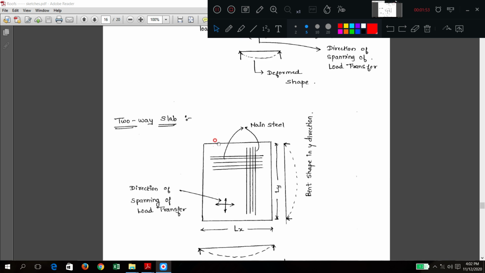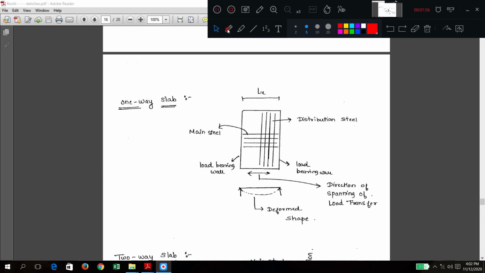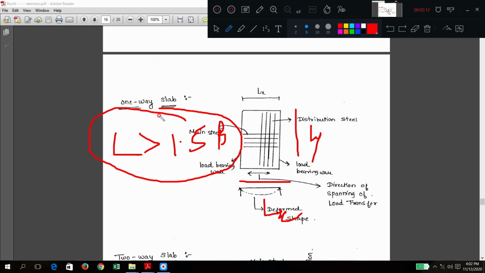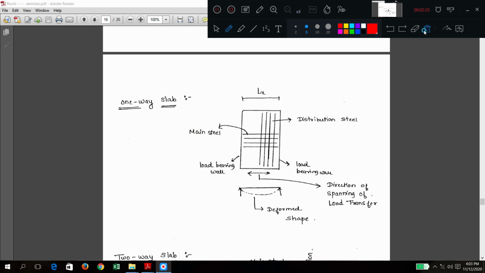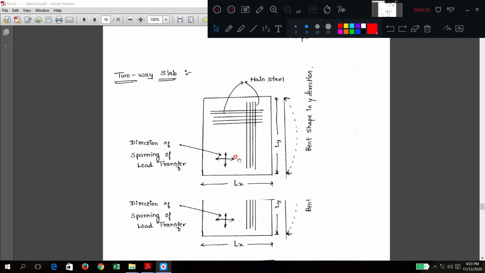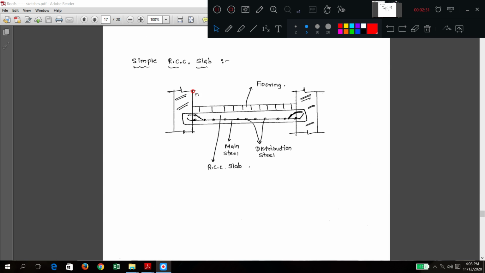Before going to that, how to write one-way slab and two-way slab? If L is greater than 1.5 B, where B is the width of the room and L is the length of the room, generally we write LX and LY, then it is called a one-way slab. For a two-way slab, L should be less than or equal to 1.5 B. Very important terms to differentiate one-way and two-way. Now we have started the discussion on the simple RCC slab.